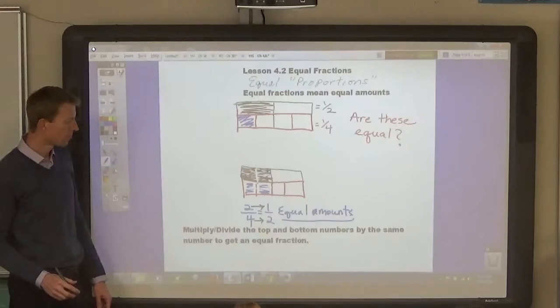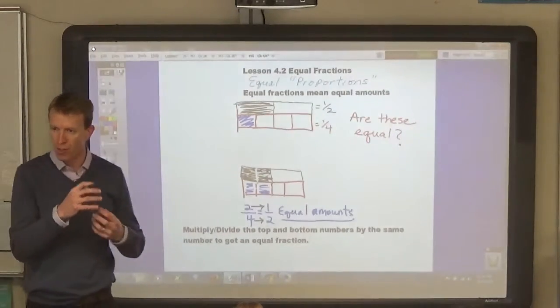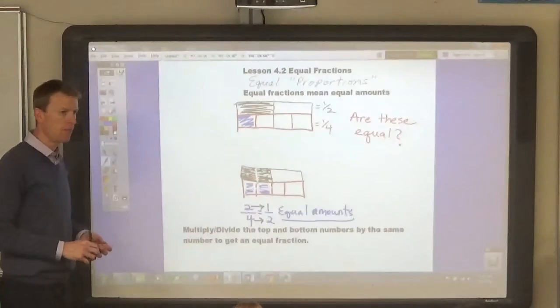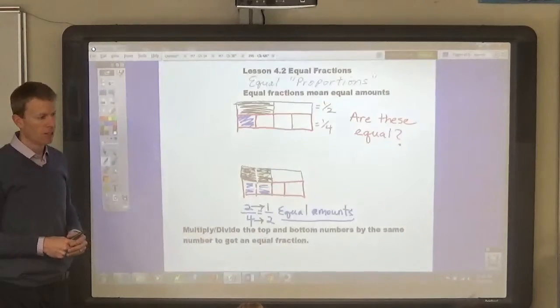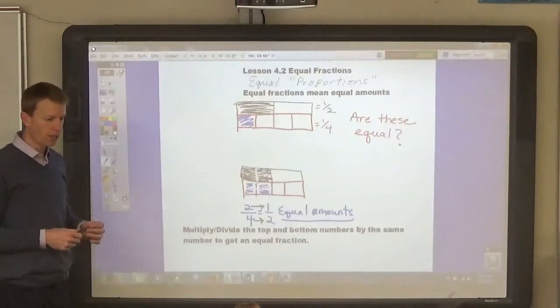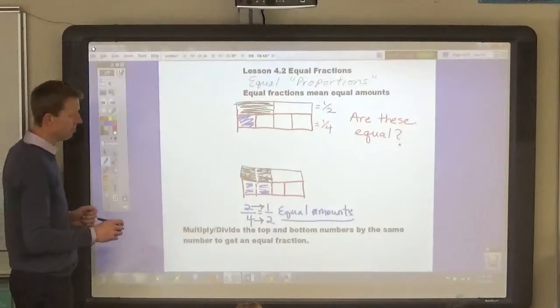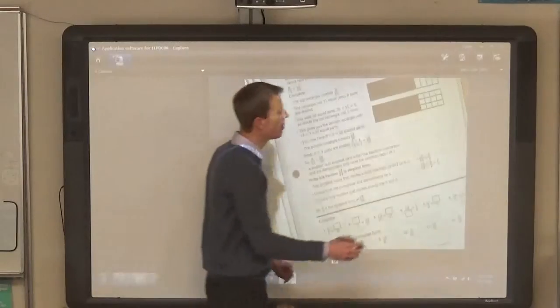Okay? So we're going to be multiplying or dividing both the numerator and the denominator by the same number in order to get an equal fraction. By making the pieces bigger or smaller, we're going to write an equivalent fraction. All right? So let's go to your worksheet and do some of these together.